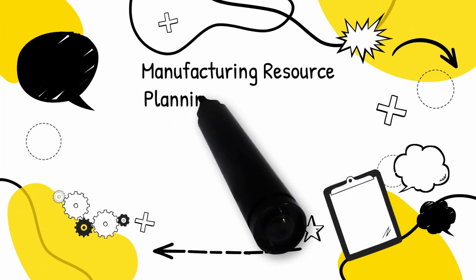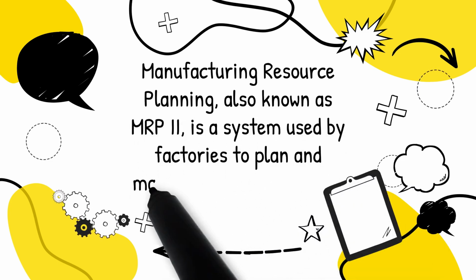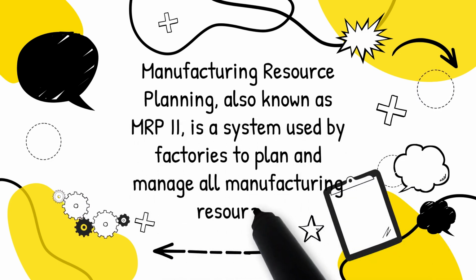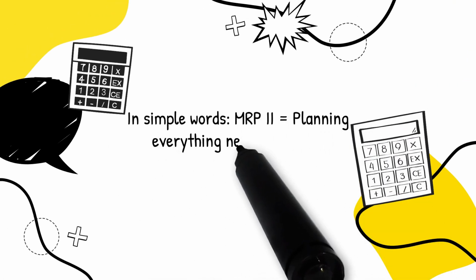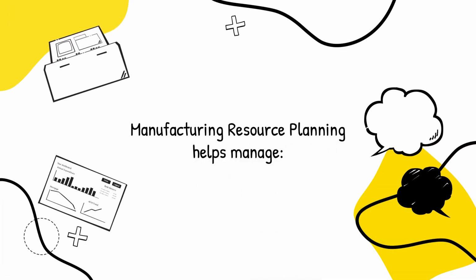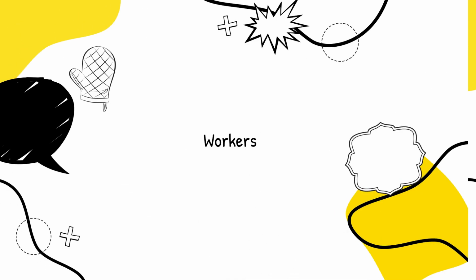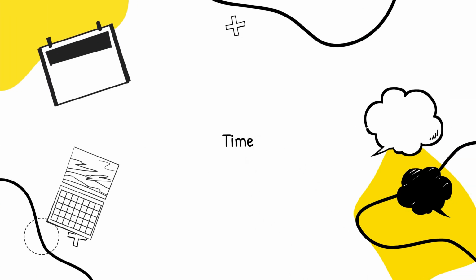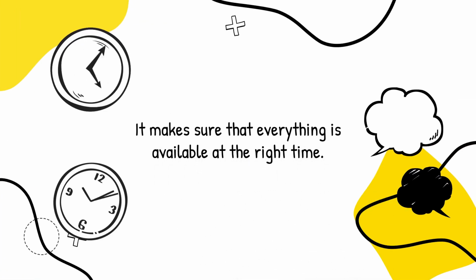Manufacturing Resource Planning, also known as MRP II, is a system used by factories to plan and manage all manufacturing resources. In simple words, MRP II equals planning everything needed to make products. Manufacturing resource planning helps manage raw materials, machines, workers, time, money. It makes sure that everything is available at the right time.